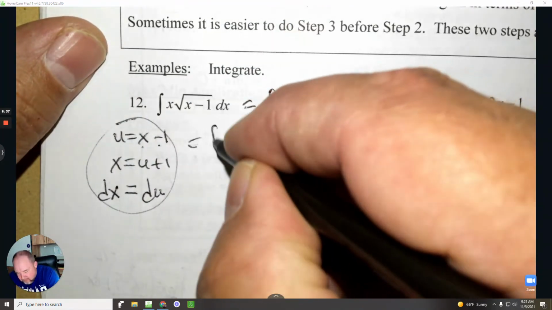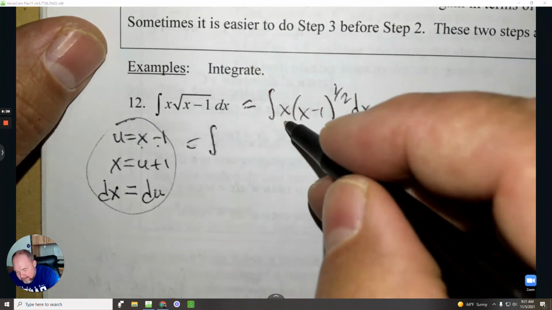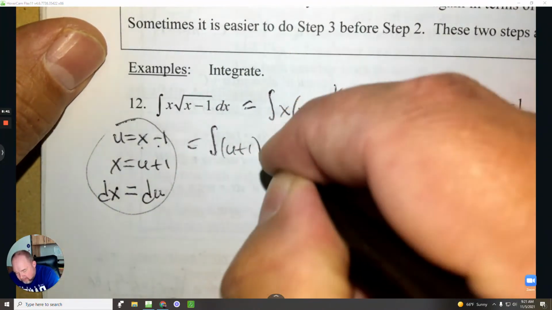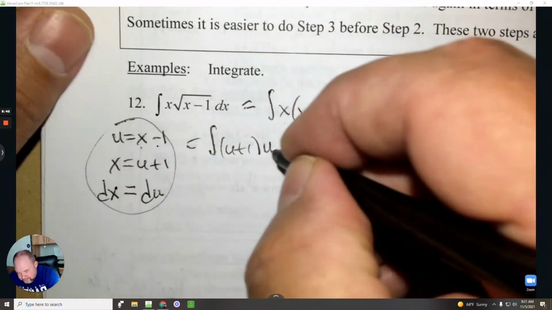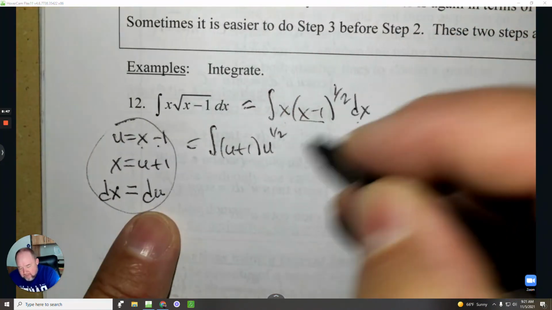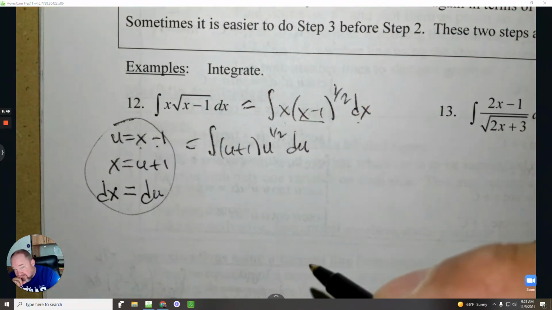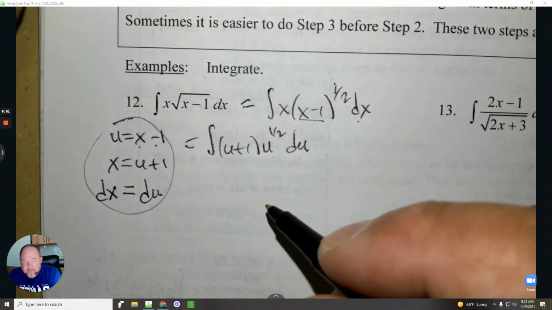So I come back to the question. Where there's an x, I'm going to put in u plus 1. X minus 1 is u. And then dx is du. That's called U-substitution. Now some algebra.